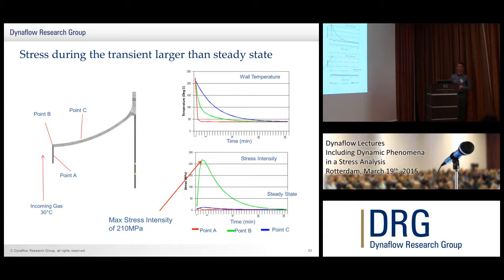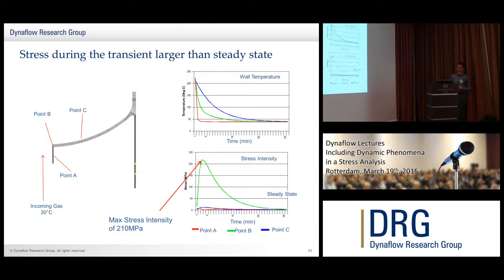Just to explain the transient phenomenon, what we've plotted here is the temperature and the stress at a number of points. We've got points A, B, and C. The red line is point A, and you see the temperature drops almost instantaneously, whereas the green line and the blue line, which are B and C, decrease more gradually.